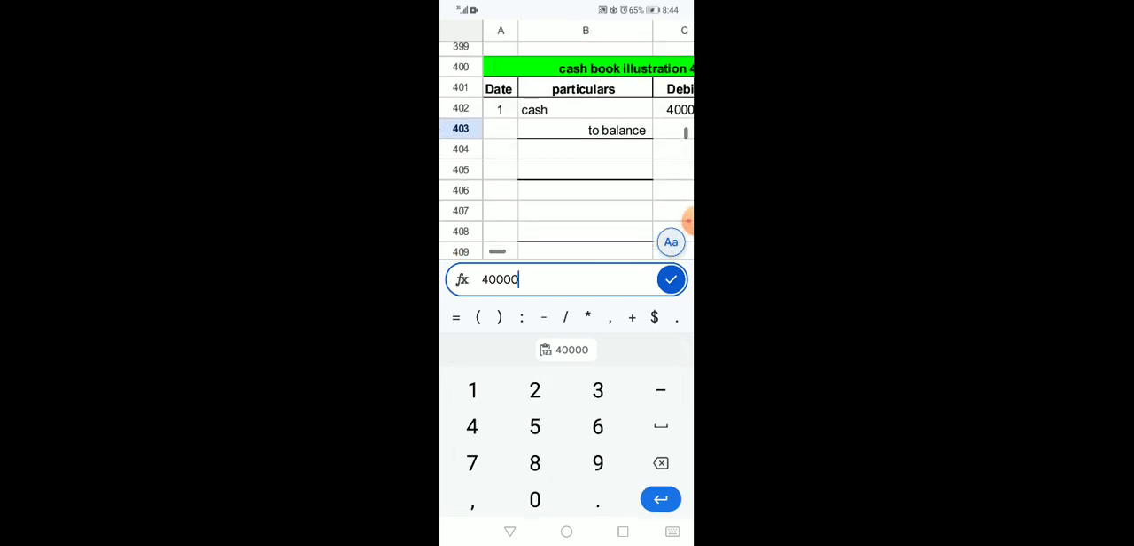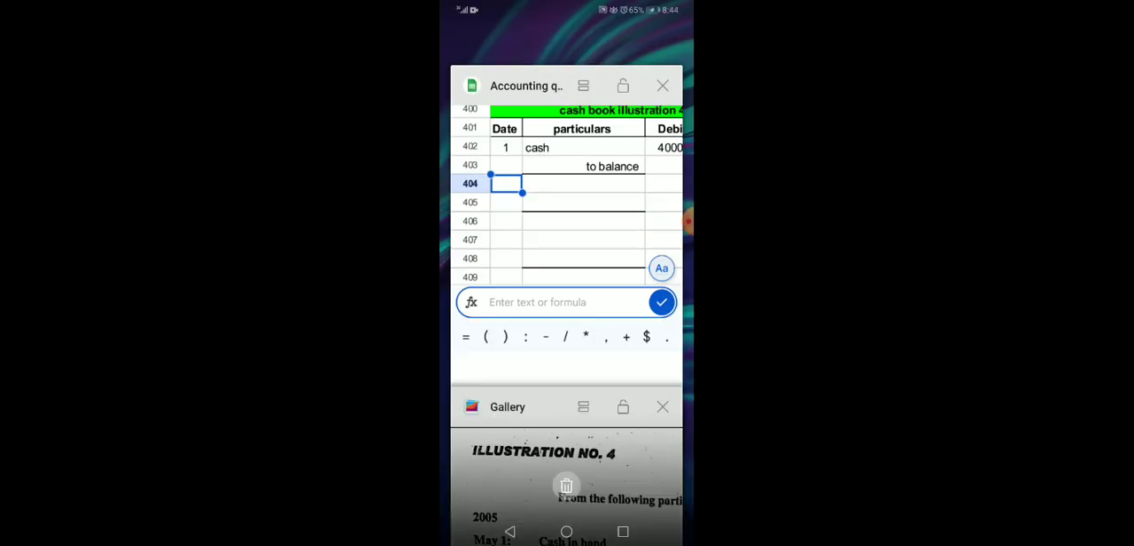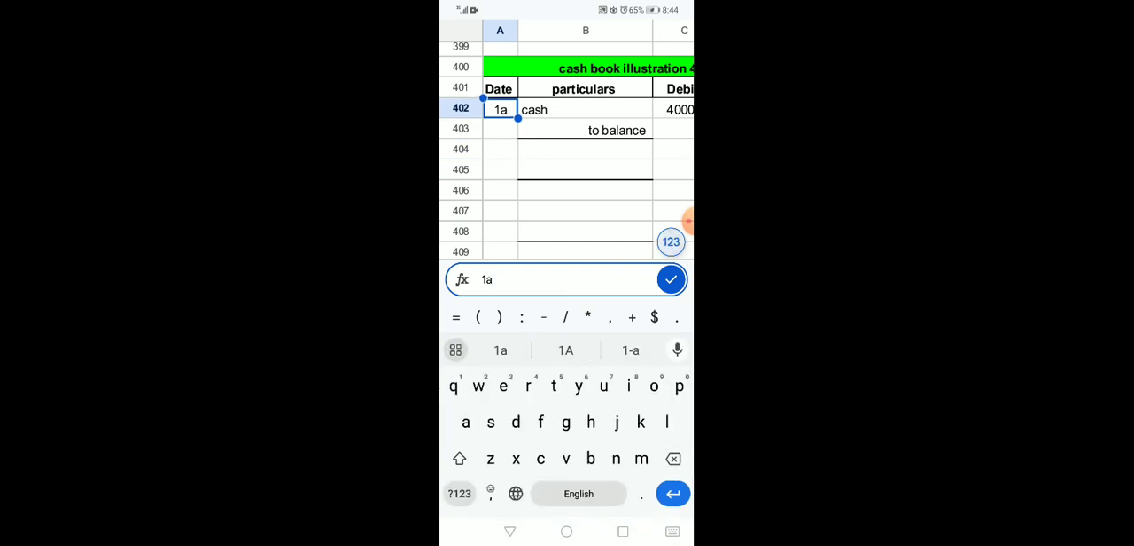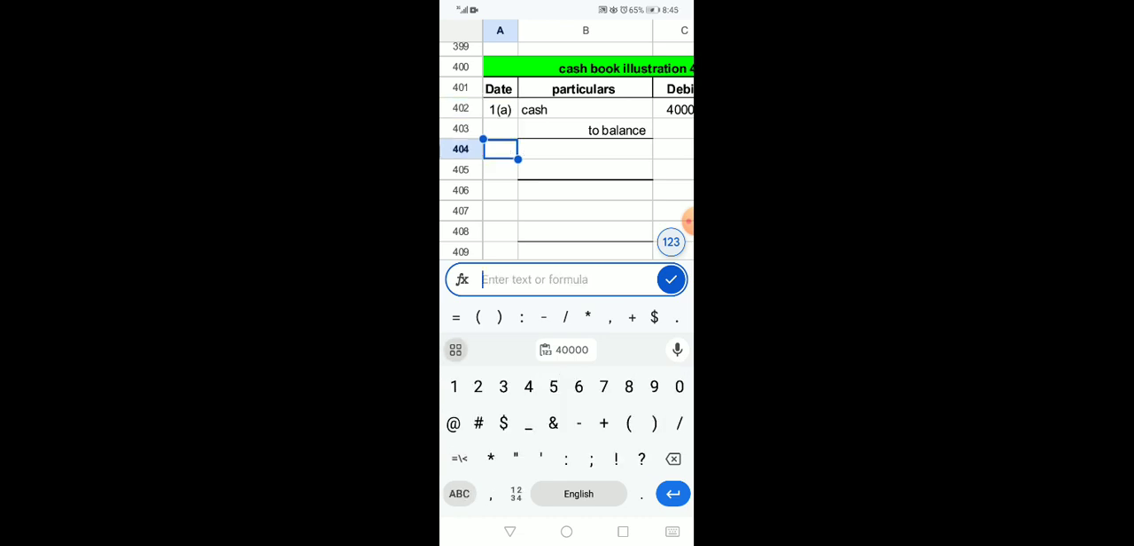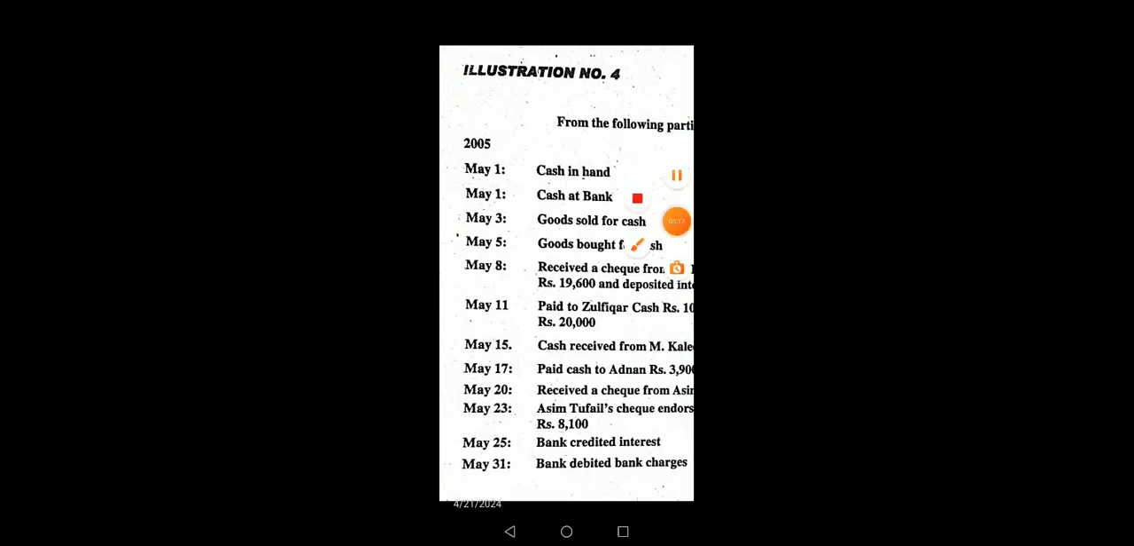So in this way, first entry has been completed. That was 1. Now what is next entry? Again it's 1, so what we will do, we will write 1a in first entry, and now second would be 1b, so that it can be separated and distinguished.